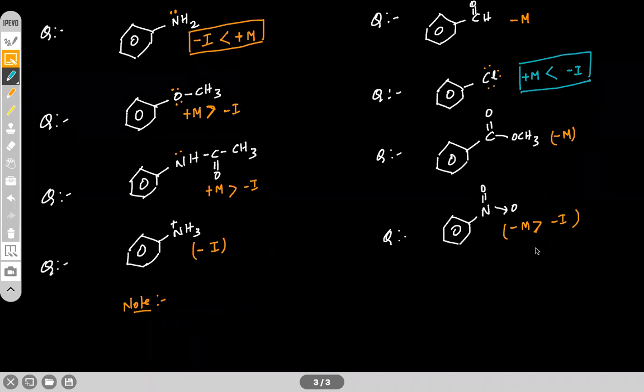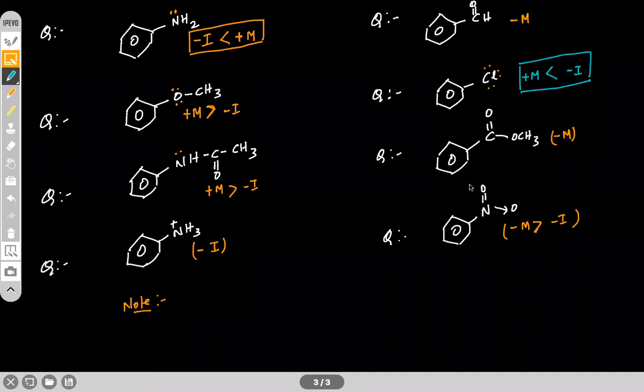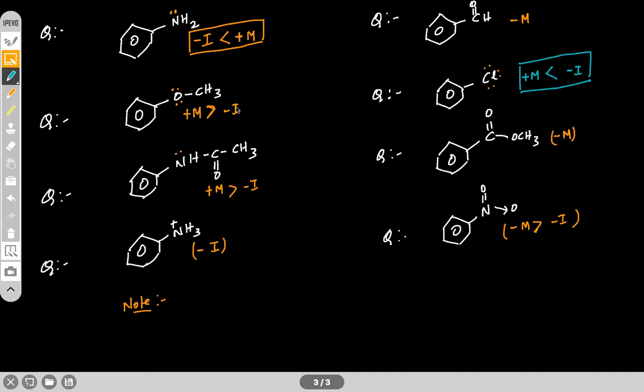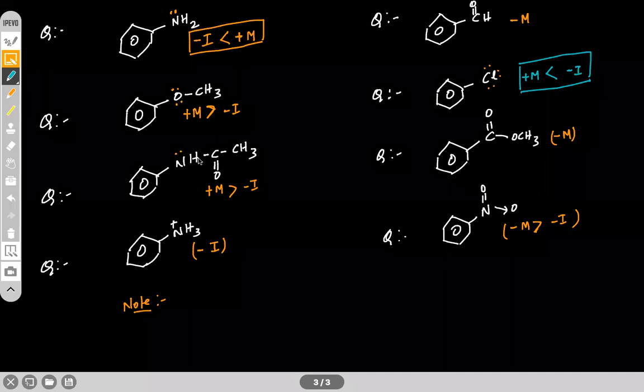All of you understood this? If you do not know how these effects are there in the molecule, you cannot do any questions on this. Okay, this is the first thing that you should know: which group shows plus M, minus M, plus I, minus I, and which one is dominating. Based on this only, you can do questions.